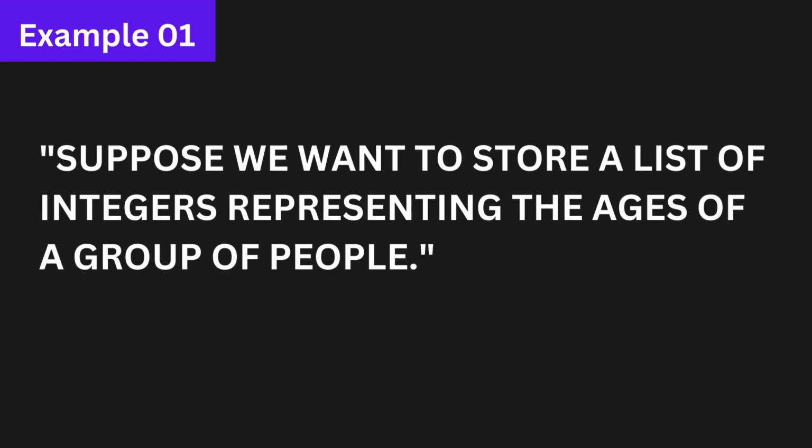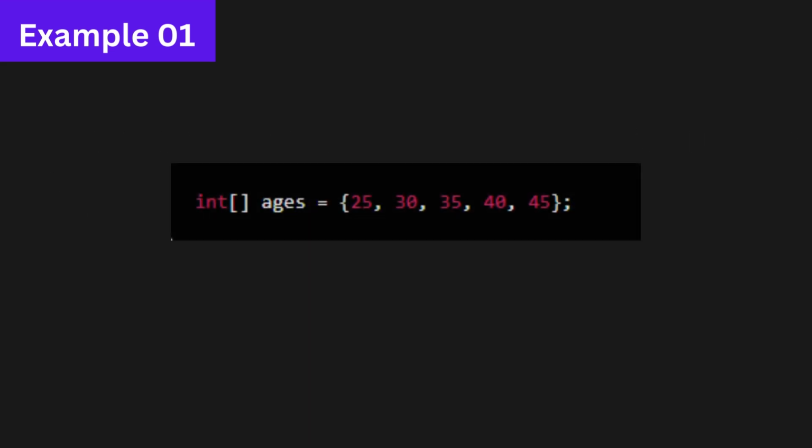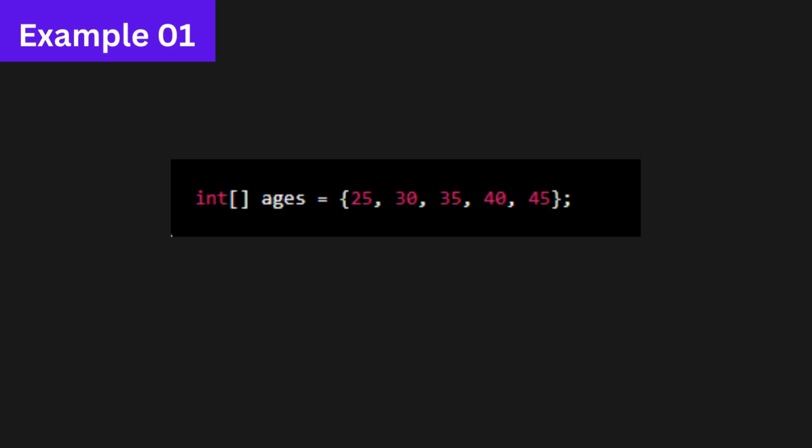Let's start with a simple example. Suppose we want to store a list of integers representing the ages of a group of people. We can do this using an array. Here's what the code looks like. In this code, we've declared an array called ages that stores 5 integers.